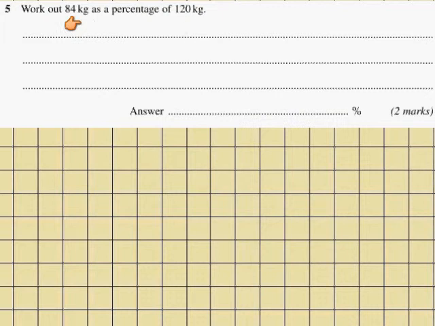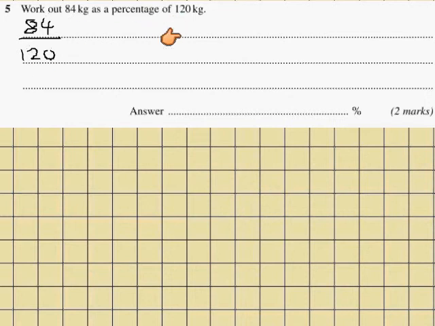The trick to these questions, working out one amount as a percentage of another, I think is to write it as a fraction. So to write this as a fraction, 84 out of 120 is simply 84 as the numerator, the top number, over 120, the denominator, the bottom part of the fraction.